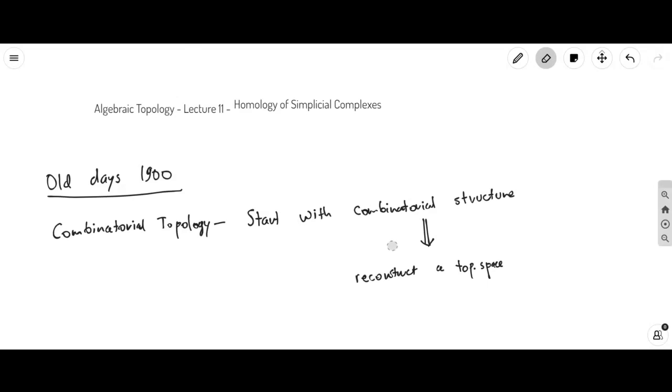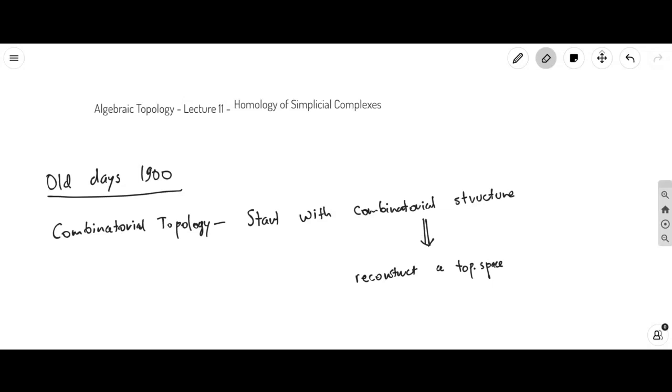You would begin with a combinatorial structure. By combinatorial, I mean something that is described by a finite collection of sets that satisfy certain properties. And then from there, you can recreate a topological space. And there's this issue, of course, that you can have different combinatorial structures that lead to the same topological space, in other words, topological spaces that are homeomorphic. So this is sometimes an annoyance, but basically you go from here to there. So that's why it's called combinatorial topology. You go from combinatorics to topology.